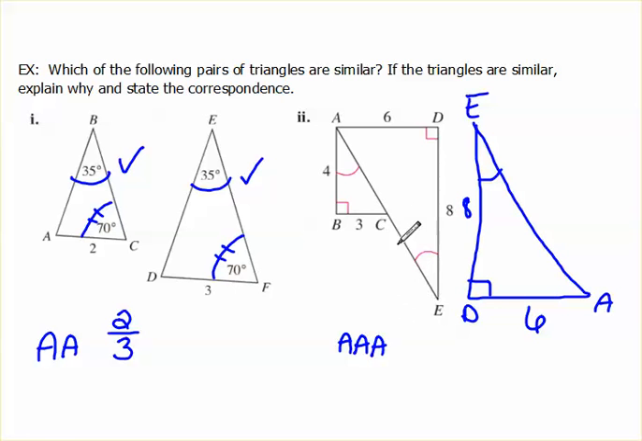If we looked at the ratio of them, we could put matching parts over matching parts, so that would be 4/8, and that should be the exact same as 3/6, and it is. They're both 1/2. So both of those sides are in the ratio of 1/2 to each other.